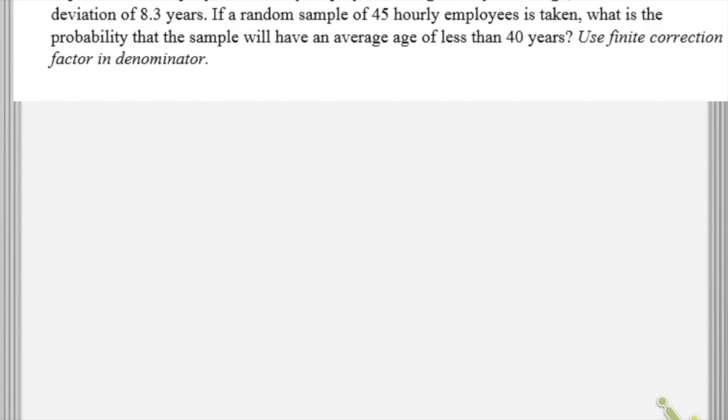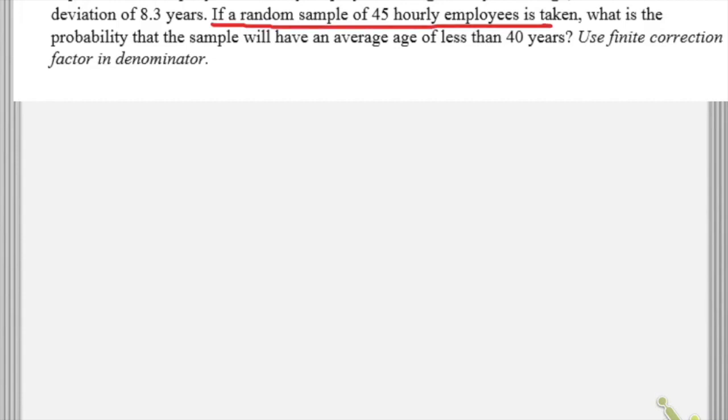A production company's 350 hourly employees average 37.6 years of age with a standard deviation of 8.3 years. If a random sample of 45 hourly employees is taken, what is the probability that the sample will have an average age of less than 40 years? And I tell you in there to use finite correction factor in the denominator. Generally, I won't tell you that, but in this example, because I'm just illustrating, I will say that. And I'll show you what that means, okay?